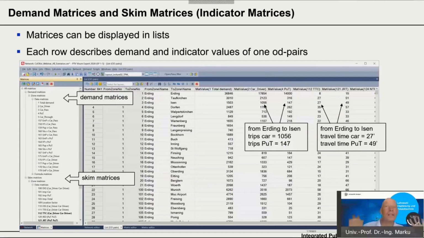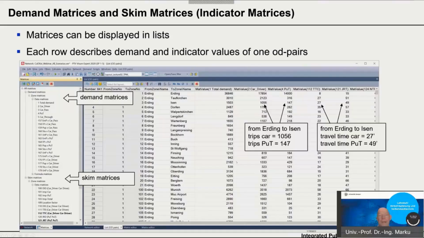When we assign it to the network, then it becomes an attribute of the link. So then we store the volumes on the links. And with that, I completed my part, and I hand over to Alex, who will continue.